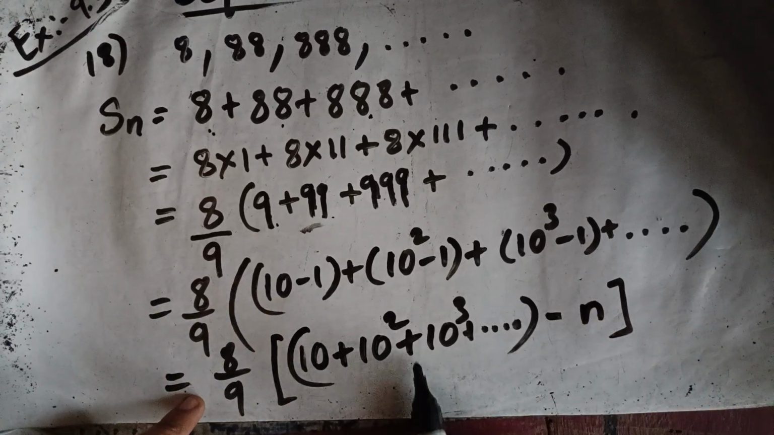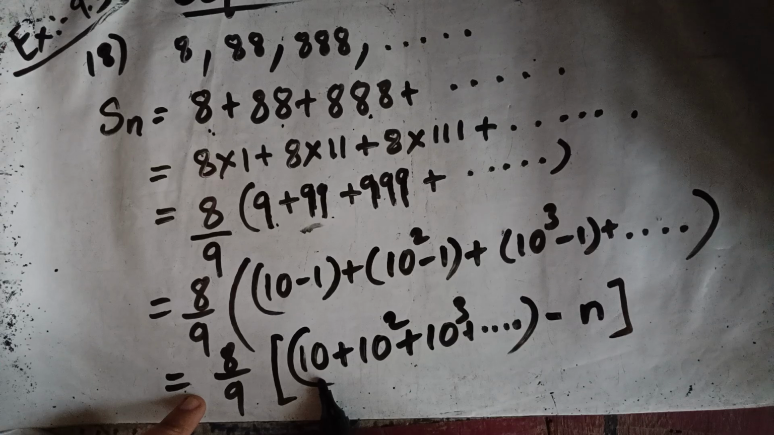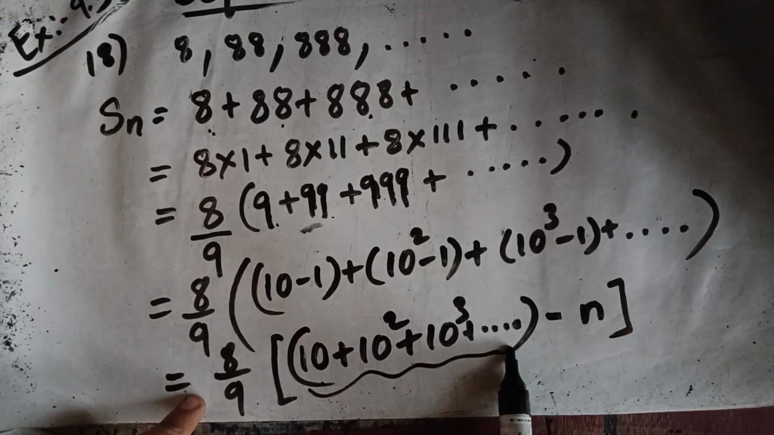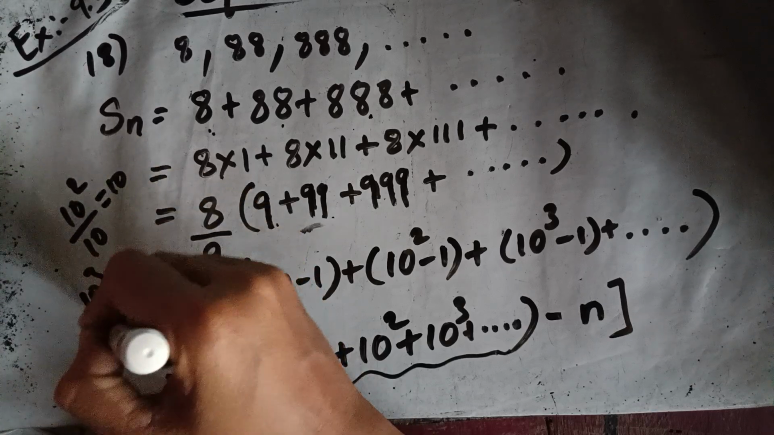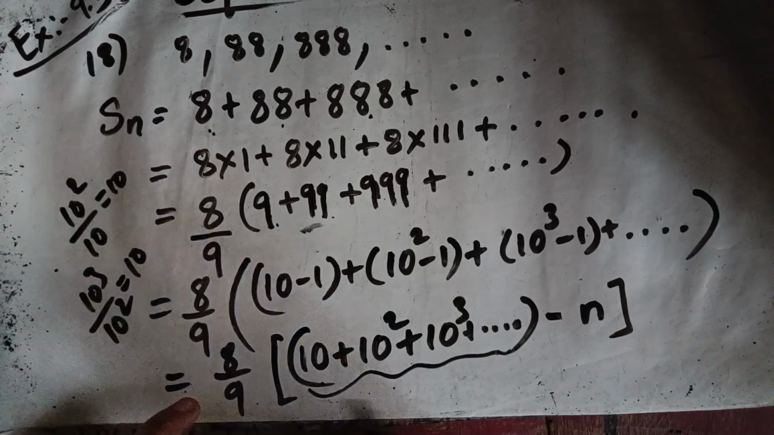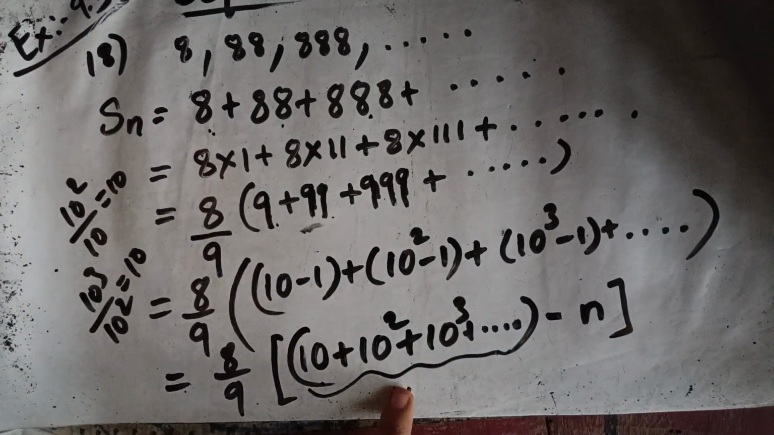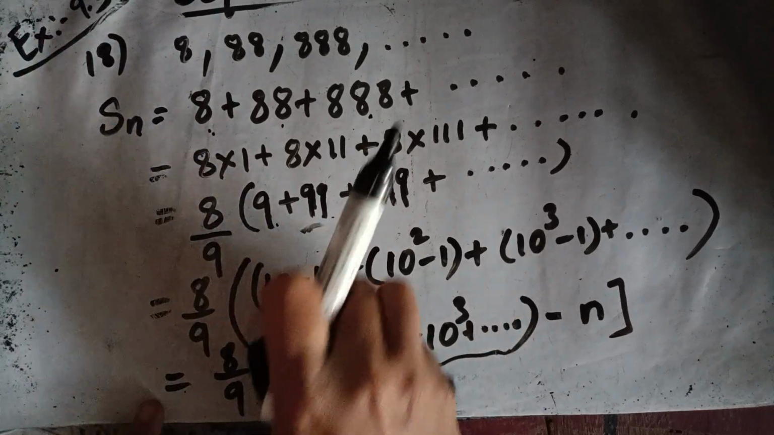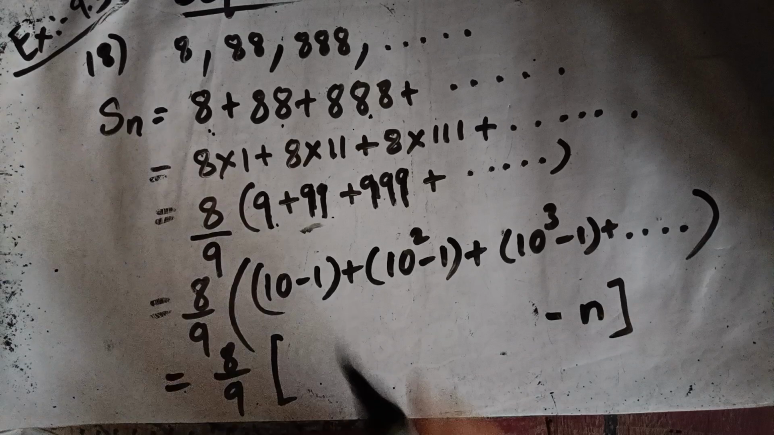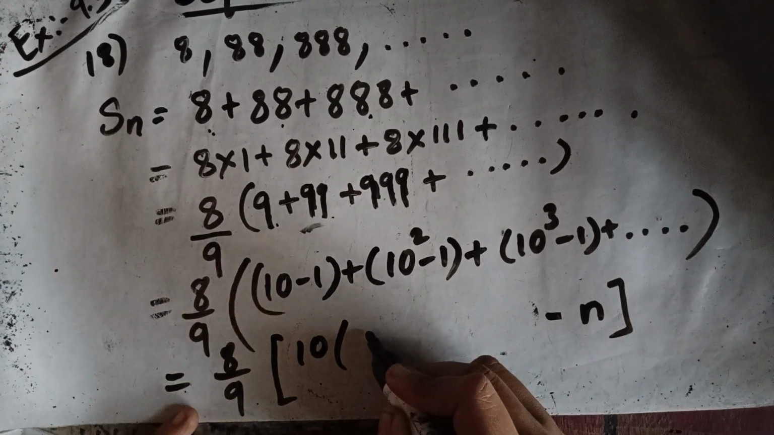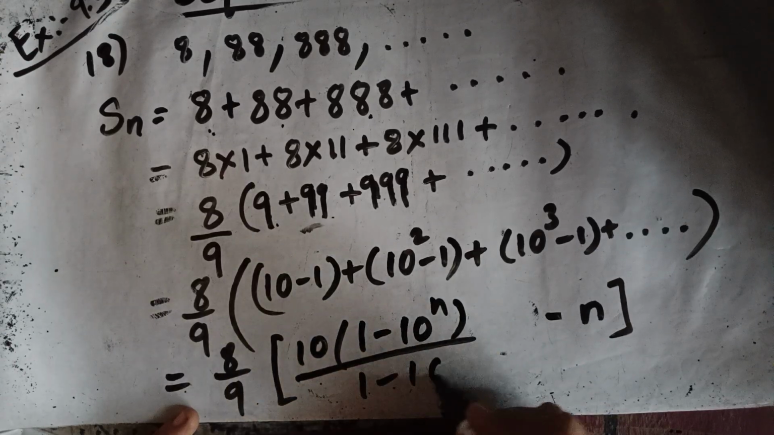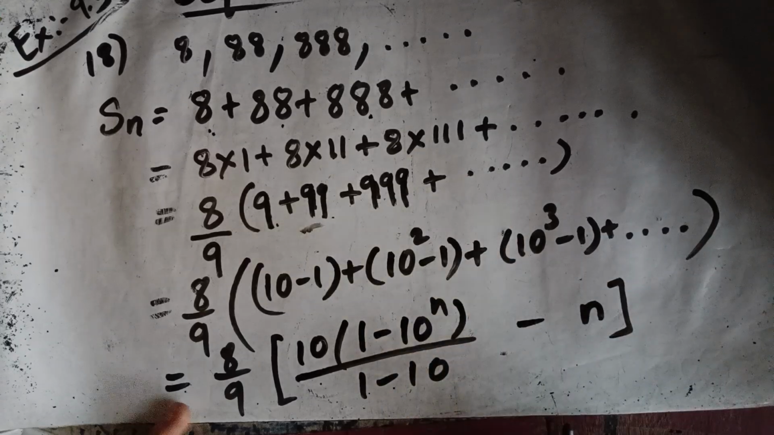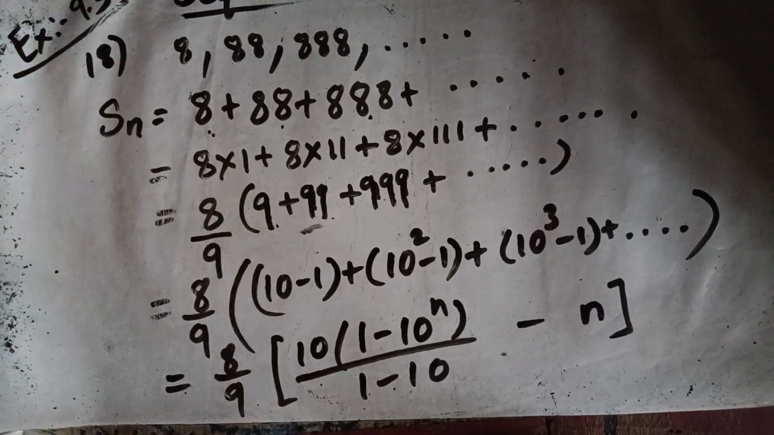And what about this? This is a sequence, that is, this is a GP. If you take 10 square by 10, this will be 10. Then 10 cube by 10 square, the ratio is the same. So you can write the sum of these terms: a is 10, times 1 minus 10 raised to n upon 1 minus 10. So this is what the sum of n terms looks like.